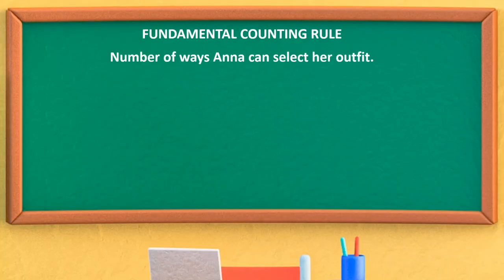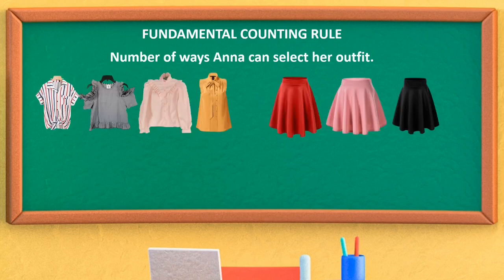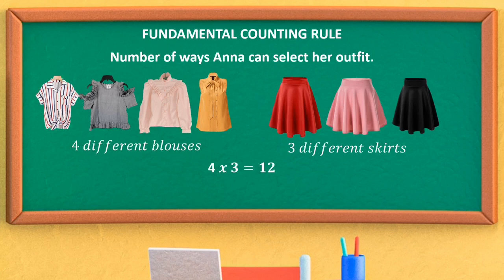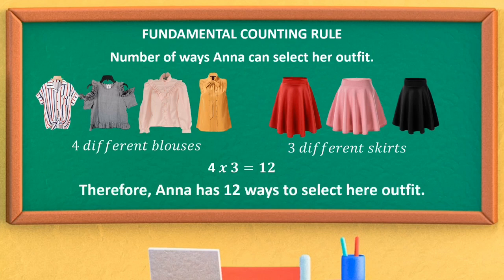For solving the same problem using the fundamental counting rule, we have here 4 different blouses and 3 different skirts. You will just simply multiply the number of blouses times the number of skirts. So that is 4 times 3 is equal to 12. So therefore, Anna has 12 ways to select her outfit.